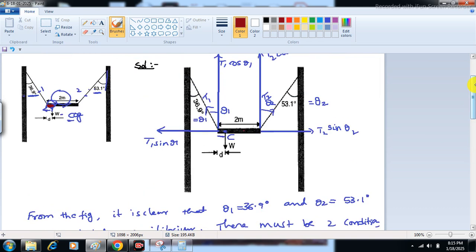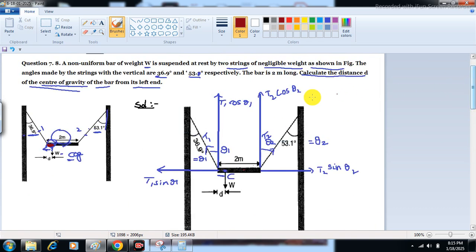Free body diagram for the rigid body. This is a free body diagram. So this is the rod. There are three forces acting on the rod. One is the tension in string 1, that is the left string. The tension in string 2, that is the right string, and its own weight, which acts at a point on the body called the center of gravity.